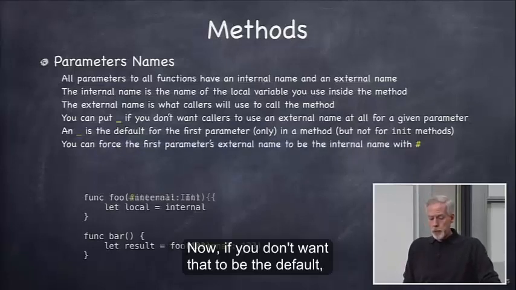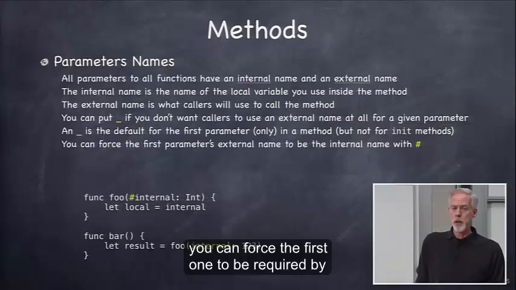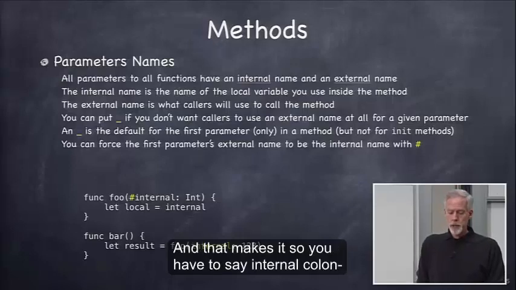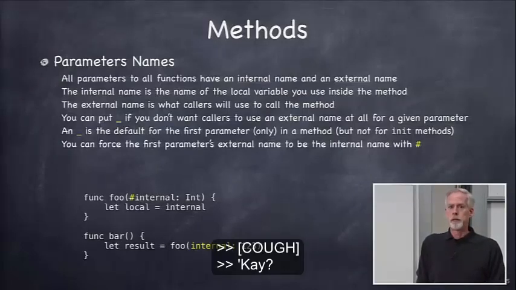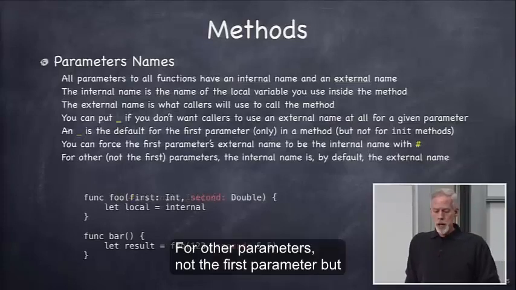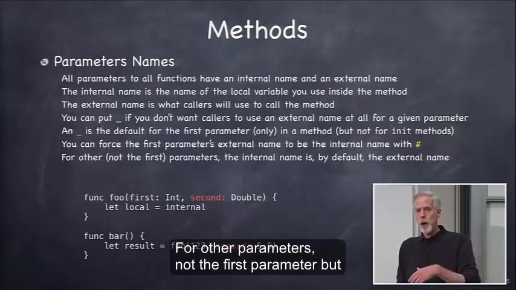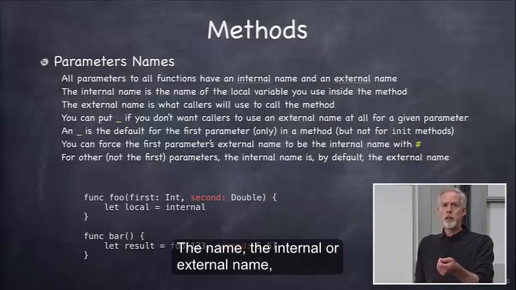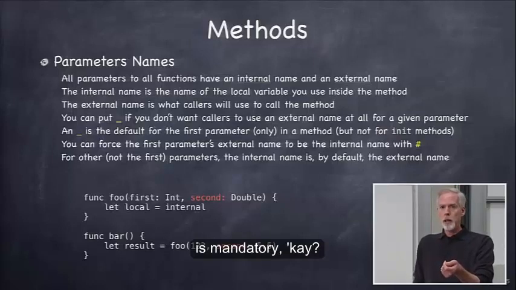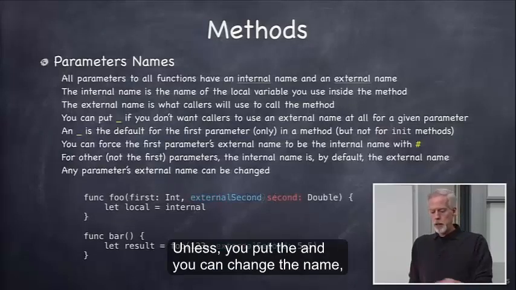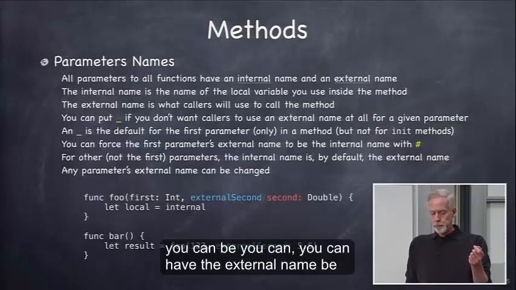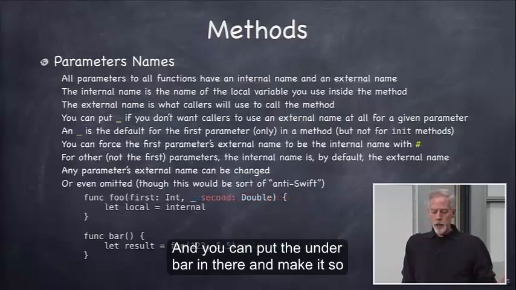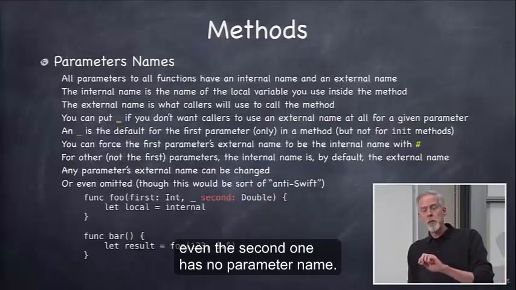Now, if you don't want that to be the default, you can force the first one to be required by putting a pound sign there, a little hashtag. And that makes it so you have to say internal colon. For other parameters, not the first parameter, the internal or an external name is mandatory. And you can change the name. You can have the external name be different for any parameter, not just the first one. And you can put the underbar in there and make it so even the second one has no parameter name.